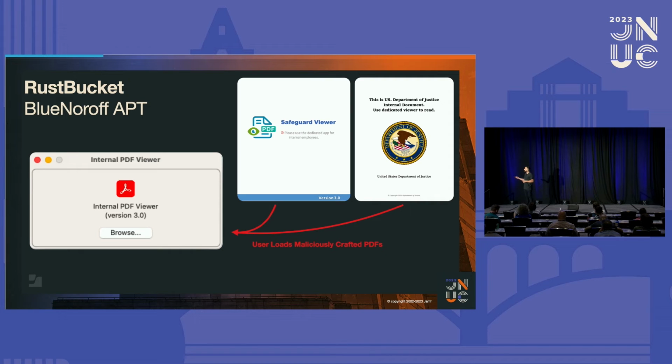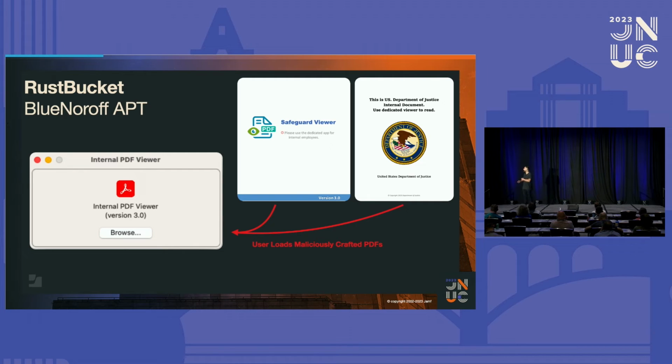So this is the second stage. It's simply an Internal PDF Viewer application, and it doesn't do anything else. It's just an application built on SwiftUI that indicates that you need to open some PDF document to view its contents. At this point, it's not communicating with the C2. There's nothing really malicious happening. But I wasn't convinced that this wasn't malware.